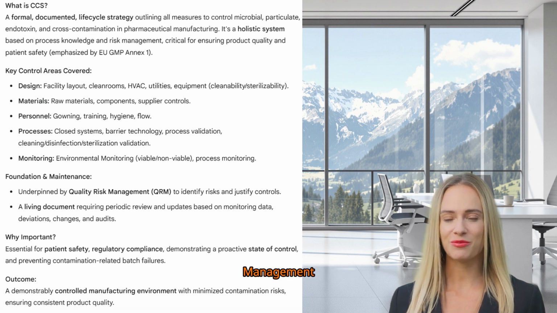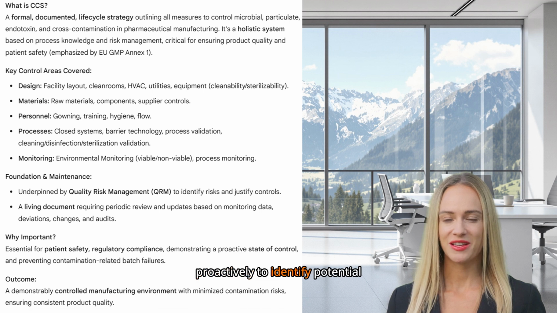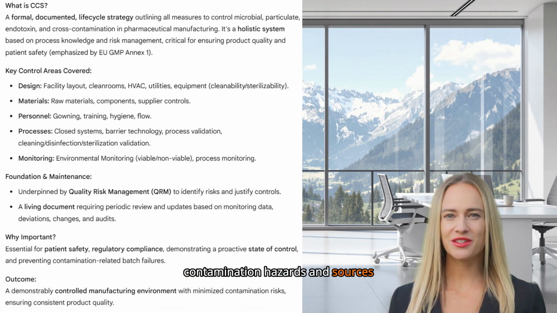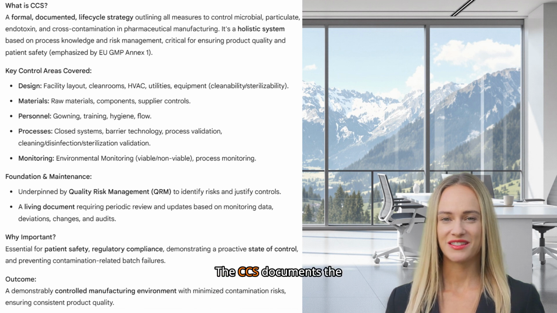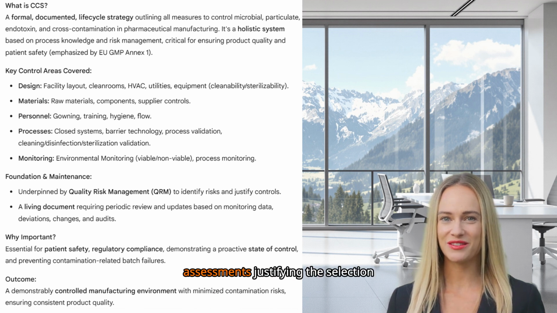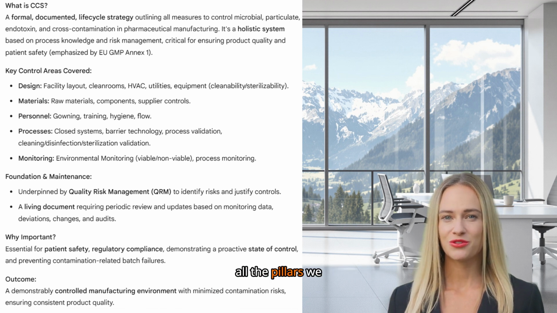The role of risk management. Underpinning the entire CCS is quality risk management, QRM. QRM principles are used proactively to identify potential contamination hazards and sources, what could go wrong, analyze the associated risks, how likely, how severe, and evaluate the effectiveness of existing controls. The CCS documents the output of these risk assessments, justifying the selection and rigor of the control measures implemented across all the pillars we just discussed.